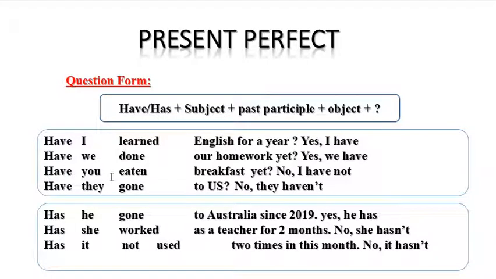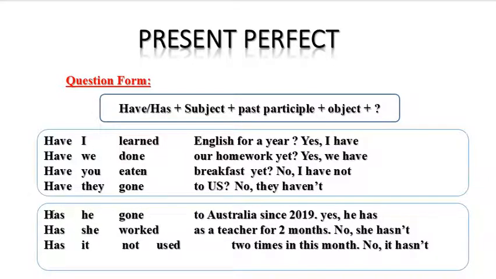Okay. Have you eaten breakfast yet? Eaten is the participle of eat. Okay. Have they gone to the US? No, they haven't. Okay, that is the question form in present perfect.